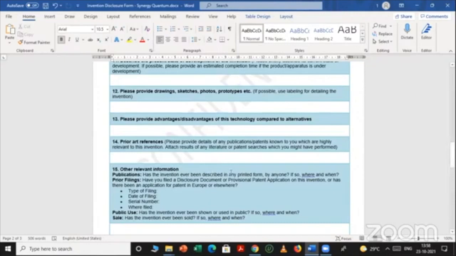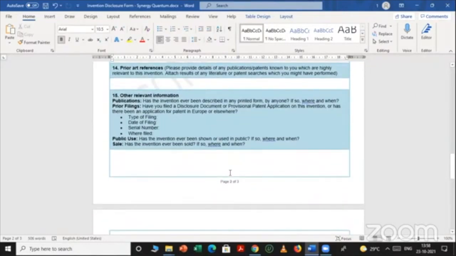Then the 15th point is, if you have some other relevant information, for example, if you have ever published your invention in any form. Suppose one of you is a PhD student who is about to submit his PhD, and has published 5 papers in a very good journal with good impact factor. And now that researcher or student wants to convert one of their published research papers into an invention.